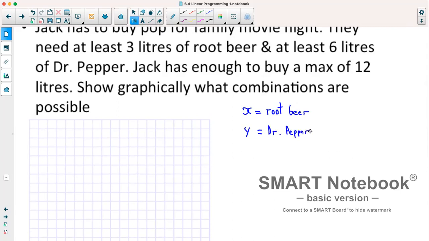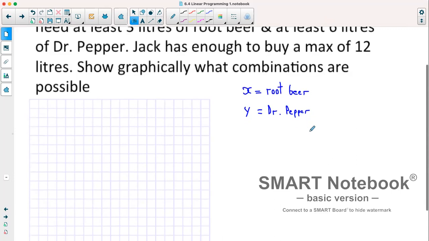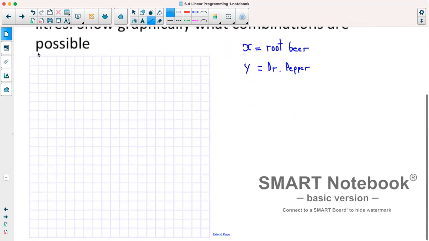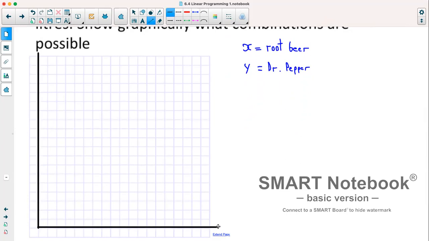Now coming up with my grid or my axes for my graph, I know I can't have a negative amount of either of those, so that enables me to utilize just the first quadrant grid. So on here, I would have my X, which is my root beer, and my Y, which is my Dr. Pepper.